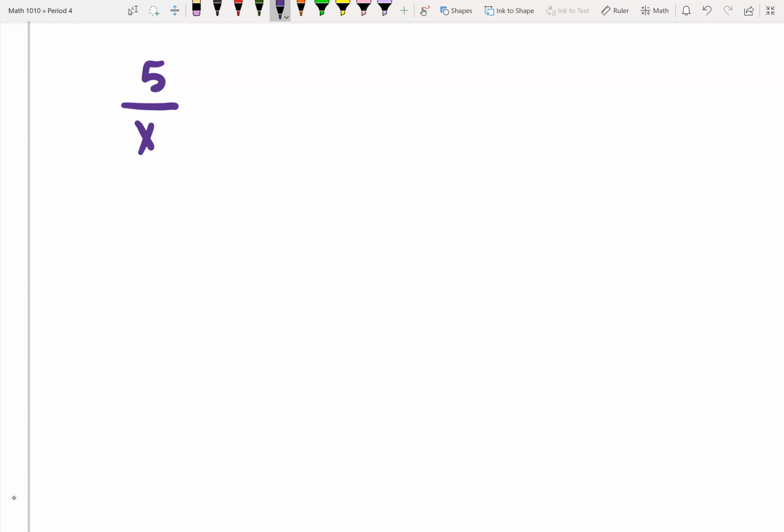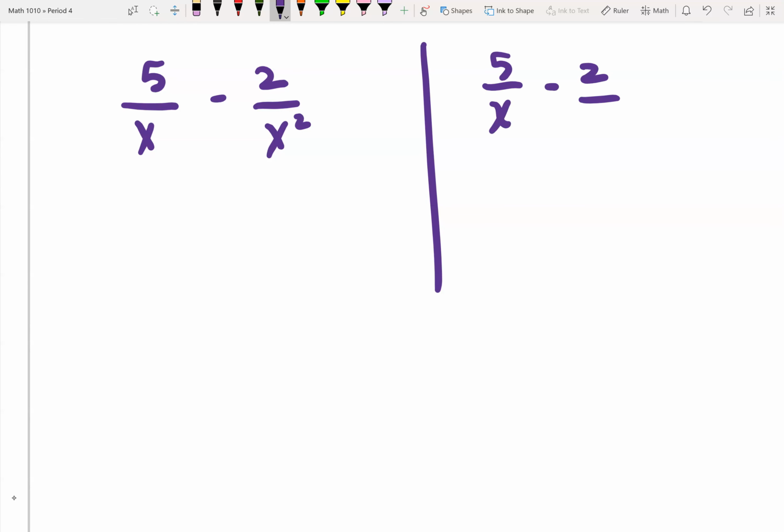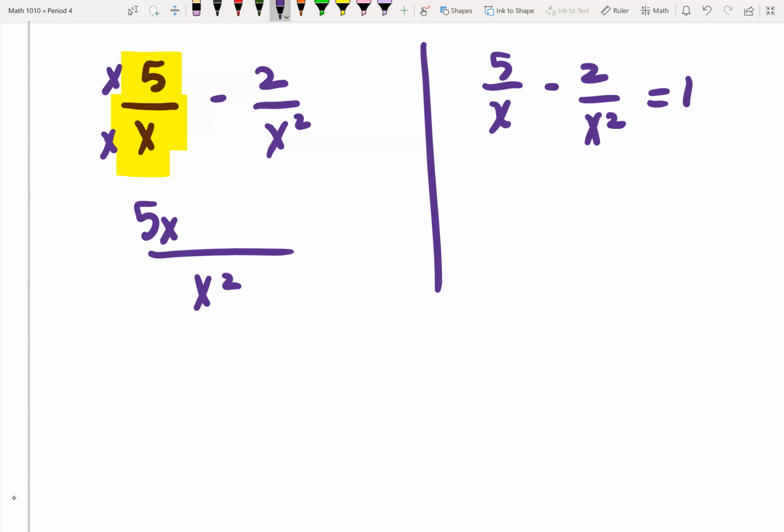5 over x minus 2 over x squared. Line. 5 over x minus 2 over x squared equals 1. The difference between these: the guy on the left, common denominator, x squared. This guy has 1x, he's missing an x. So I'm turning it into a common denominator, so I have a 5x. This guy's not missing anything, so I go minus 2, and I'm done.